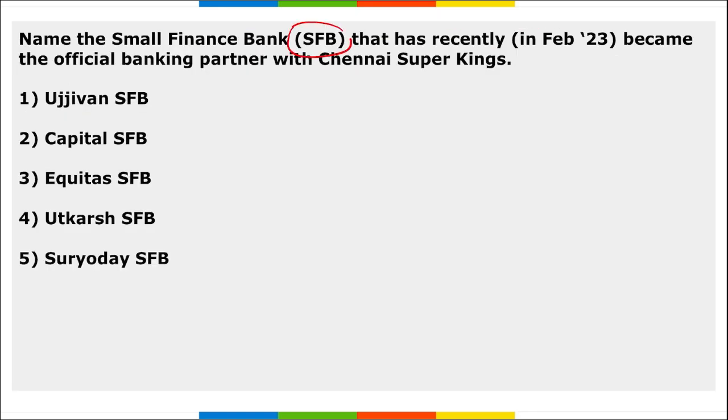Next, name the small finance bank that has recently become the official banking partner with Chennai Super Kings. Which was the official airways for them? Etihad Airways. And now Equitas Small Finance Bank became the official banking partner for Chennai Super Kings.